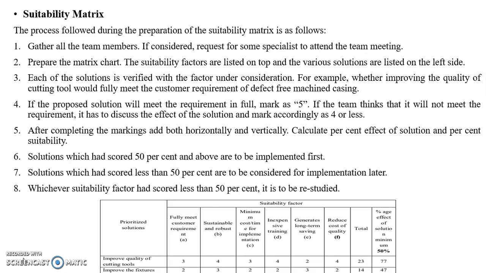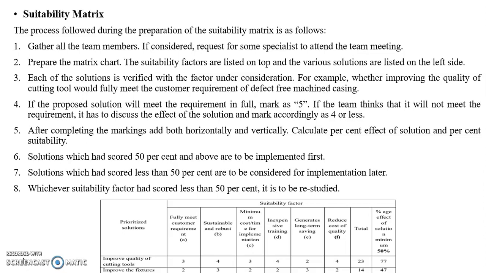And the next step: if the proposed solution will meet the requirement in full, rate it as 5. If the team thinks that it will not meet the requirement, it has to discuss the effect of the solution and mark accordingly as 4 or less. After completing, the marks are added both horizontally and vertically.